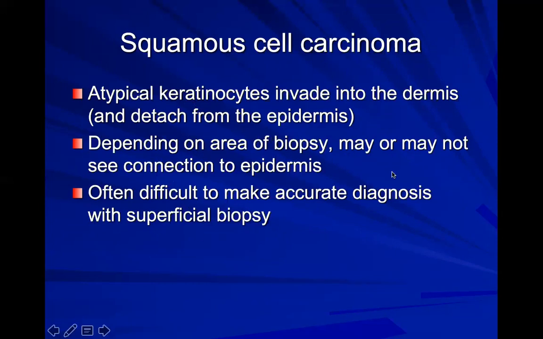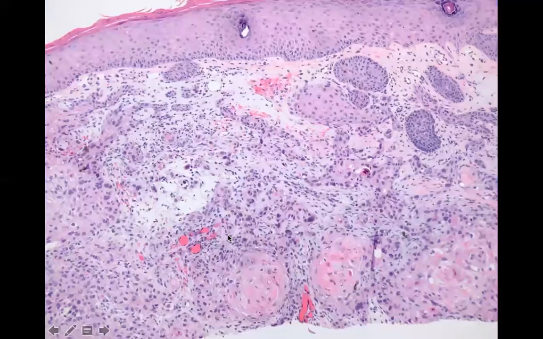It depends on where you biopsy. If you have a large nodule and you biopsy off on the side, you may not see this tumor connect to the epidermis because sometimes they only connect on the center top of the lesion. And squamous cell carcinomas do not always go through the process of becoming full thickness atypia before they drop down. They can often just drop down. So on a superficial biopsy, it can often be difficult to make an accurate diagnosis.